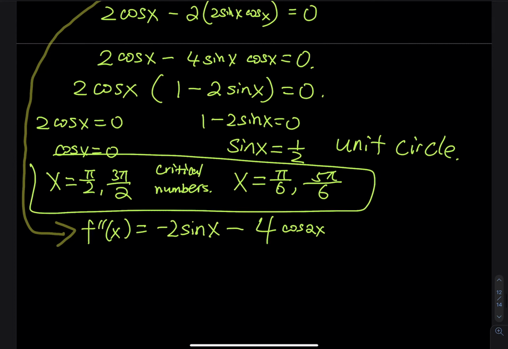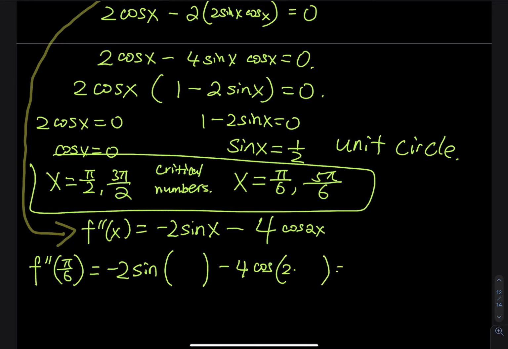So here is what I am going to do. F double prime of, let's start with the smallest value, pi over 6, equals negative 2 times sine of pi over 6, and then minus 4 times cosine of 2 times pi over 6. We have to determine what that equals. I don't want to write everything out because that will make the video so long. So we are going to plug in every one of these into my second derivative. First we plug in pi over 6.